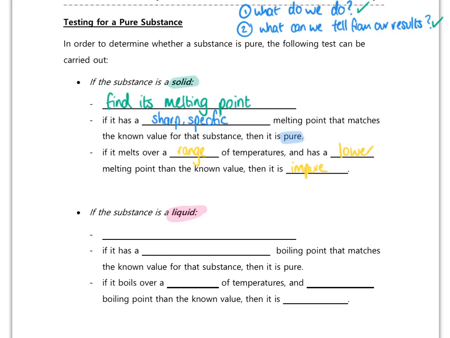So there's no point finding the melting point because it already is melted. It's already a liquid, so there's no point finding its melting point. So if it's a liquid, what would we do? And what could we tell from our results?